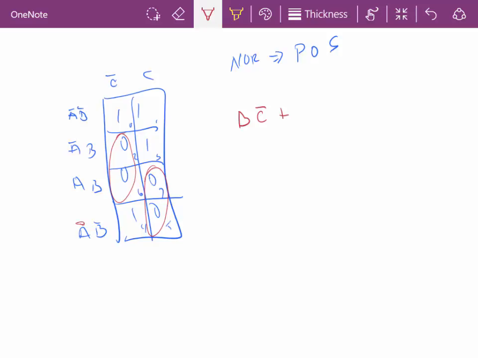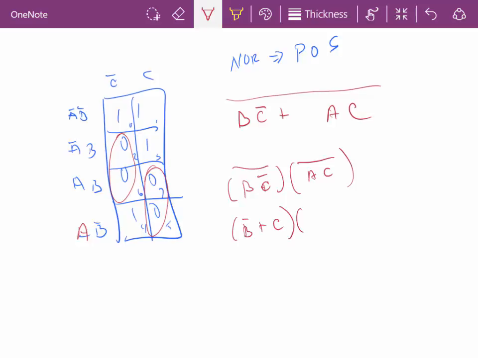So that's B, excuse me, my brain is, that's it there. This is AC right there, okay. Right there, that's AC. So this is what our function is not, right? Because I read out the 0s. So our function is going to be B C naught, AC, B naught plus C, A naught plus C naught, right there, is equal to X.